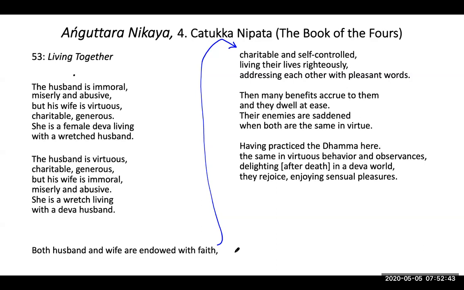Their enemies are saddened when both are the same in virtue. Having practiced the Dhamma here, the same in virtuous behavior and observances, delighting after death in a deva world, they rejoice, enjoying sensual pleasures. So the Buddha advised husbands and wives how to live together, and even instructed a loving couple how they can be assured of reuniting in future lives after death. They can even rejoice in uniting again.